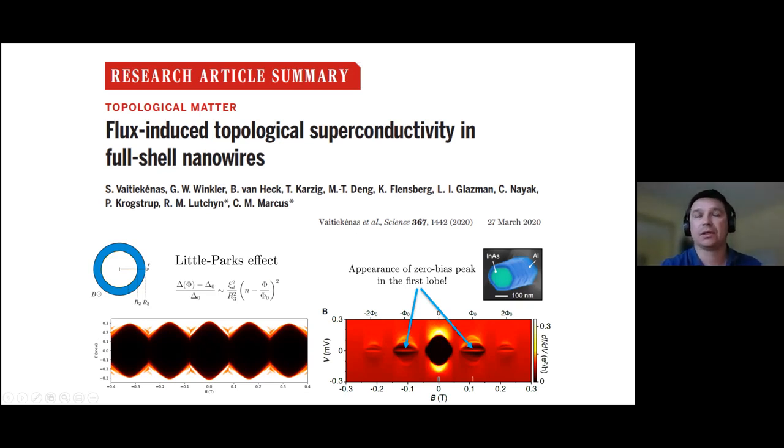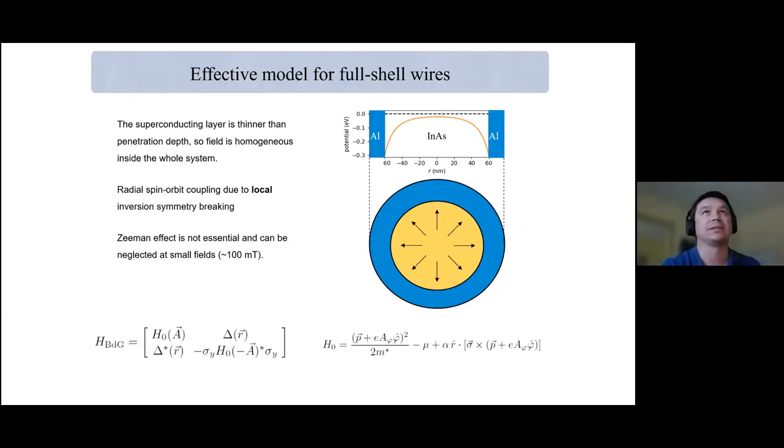But if we now increase the magnetic field so that the winding of the phase is equal to 1, we start to see drastic differences: something appears at zero bias. And so the main question is, is it something accidental that depends on disorder, or do we have reason to believe that one can realize topological physics here? This is the question that we set out to answer.